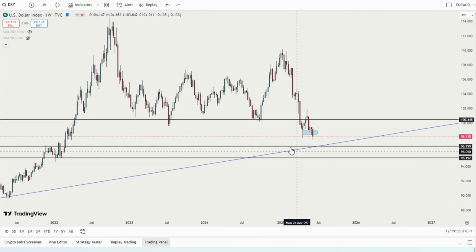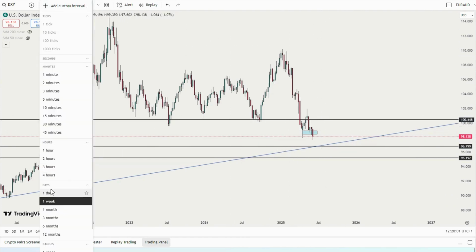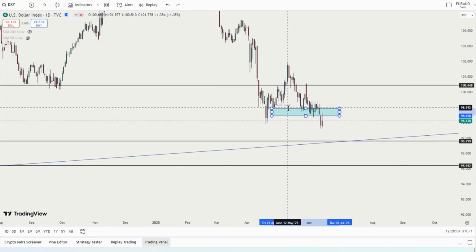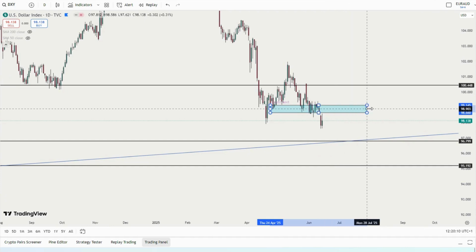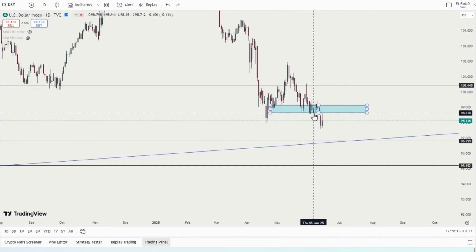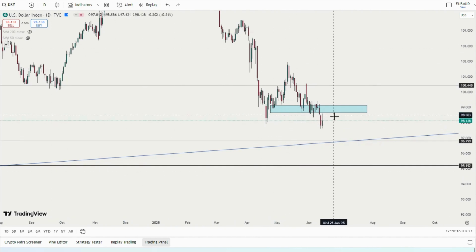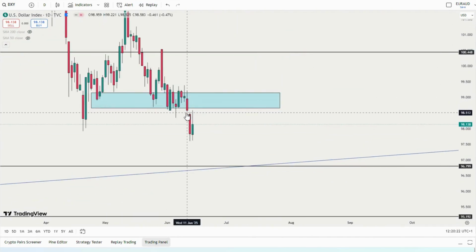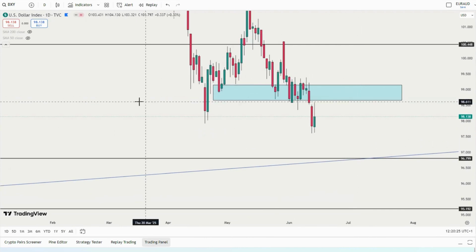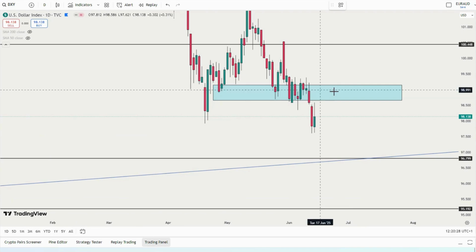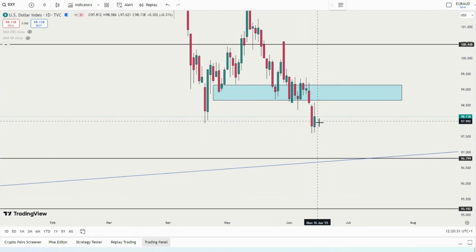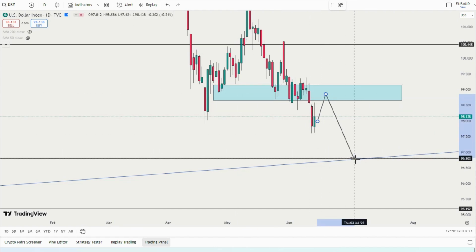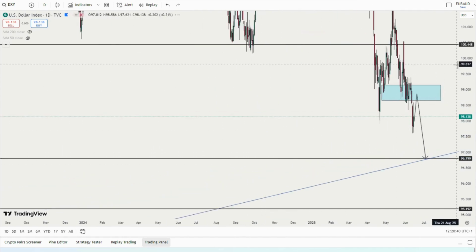So on the DXY, we are still looking for dollar weakness for the next couple of weeks, back to this area. As you can see, this is a very crucial level, and there's a little gap around this area, which means that we still have US dollar weakness on the radar. So next week, if there is no gap, we can just see a small retracement, and then we'll see price back to the 96 level.